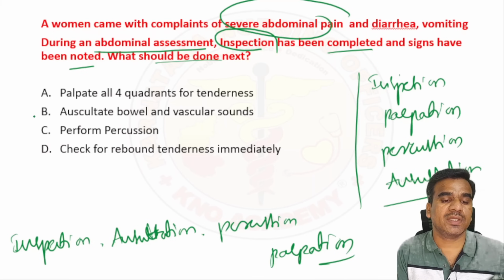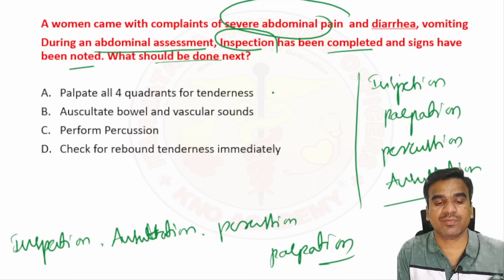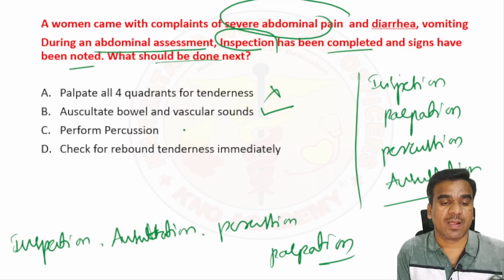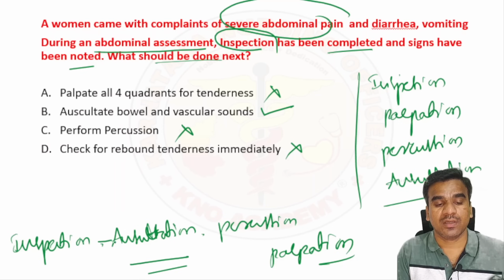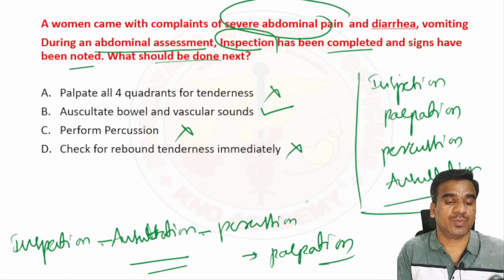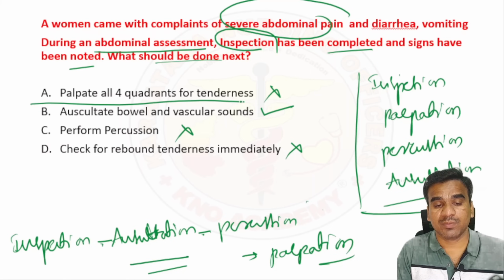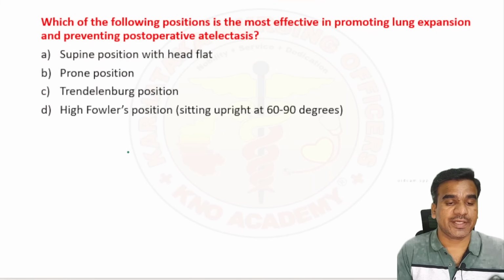So here we can check the options. Palpate all four quadrants for tenderness: no, we cannot palpate. Auscultate bowel and vascular sounds: this is the right answer. Perform percussion, no, and check for rebound tenderness immediately, with this we are not doing. So in case of abdominal assessment, we are doing inspection, auscultation, percussion, and palpation. This is the manner. Hope you understood. The right answer will be auscultate bowel and vascular sounds. Next question.